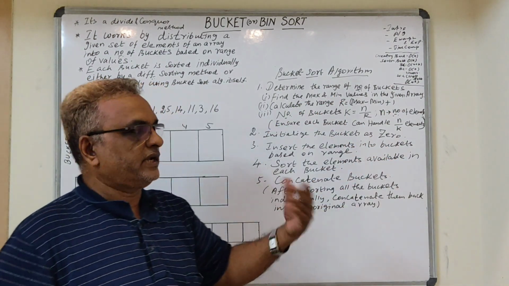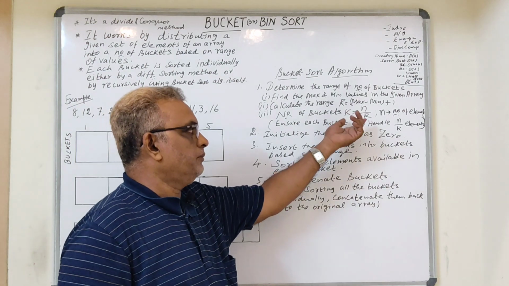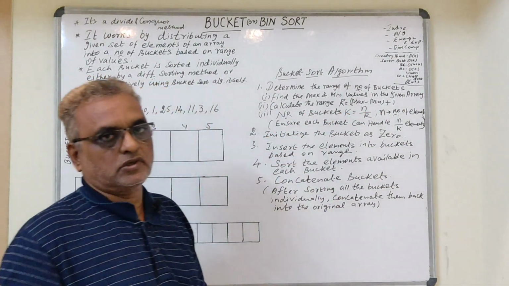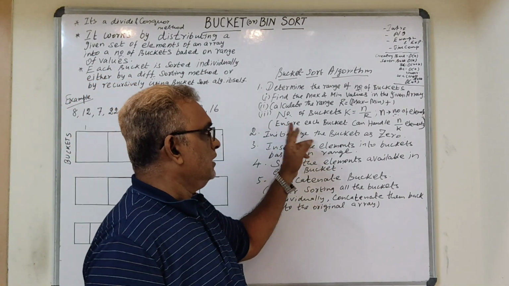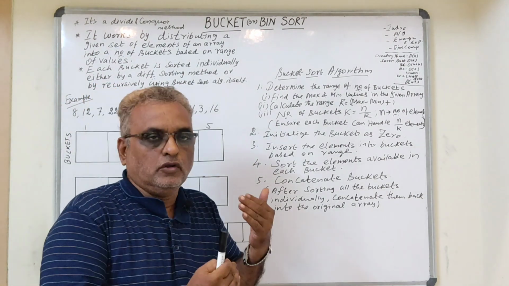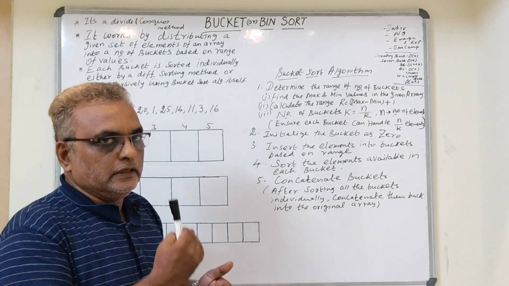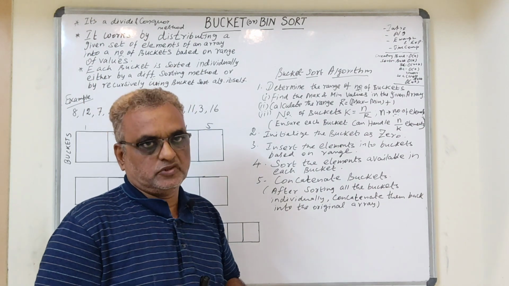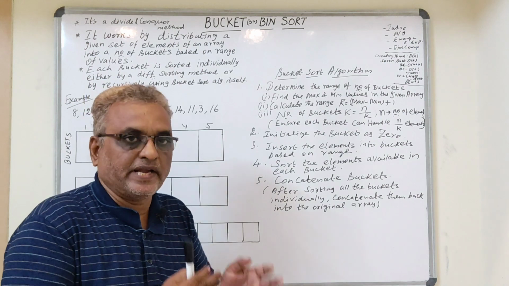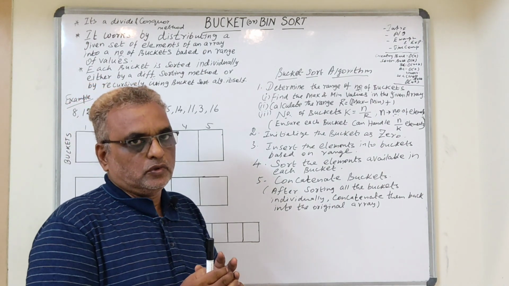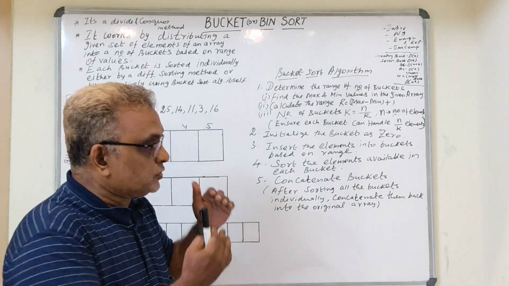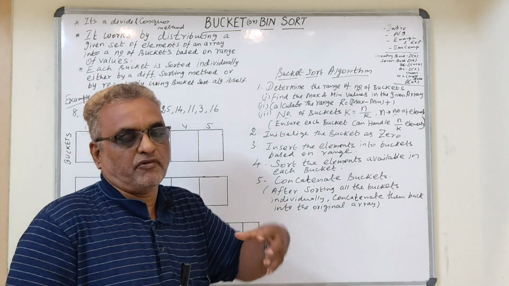Similarly, the number of buckets can be calculated with the help of the formula K is equal to N by R, where N represents the total number of elements. Ensure that each bucket can handle N by K elements. We also consider the available storage space. So only depending upon that we have to decide how many buckets to use. It should not be more and it should not be less. So in such a way you have to select the number of buckets.